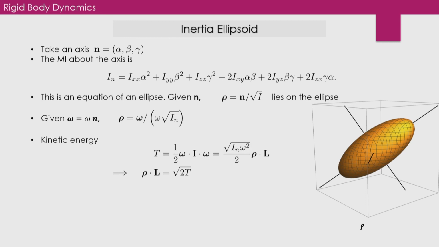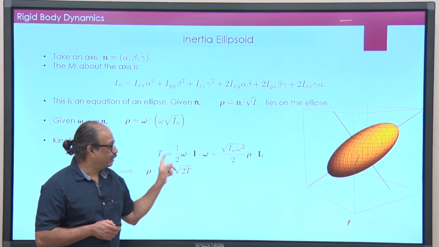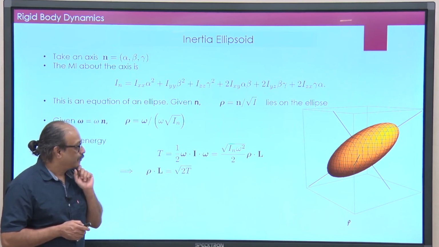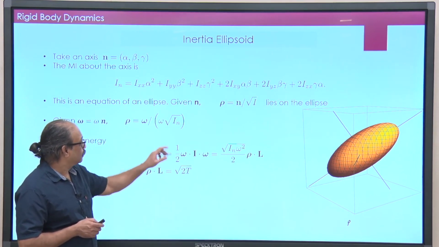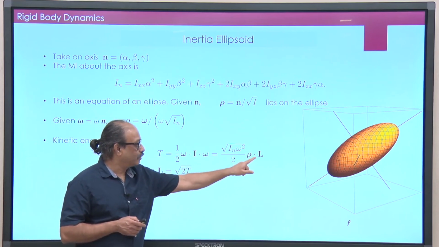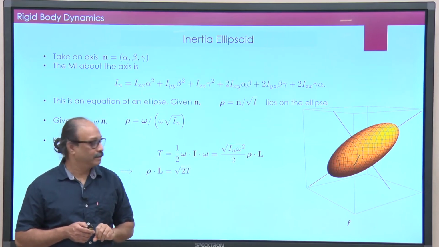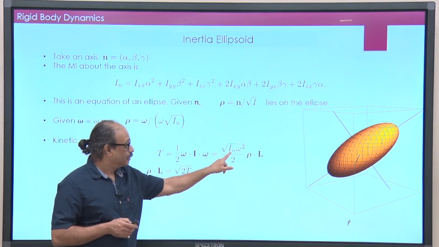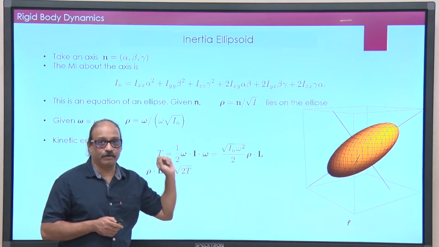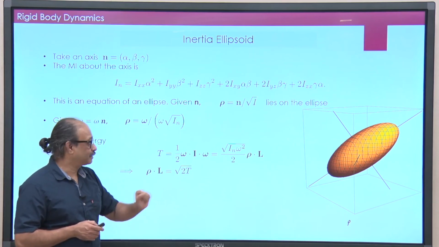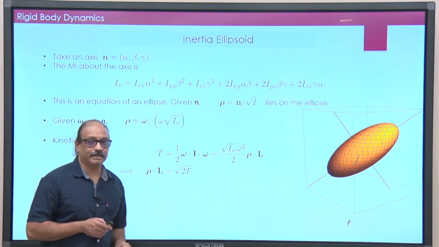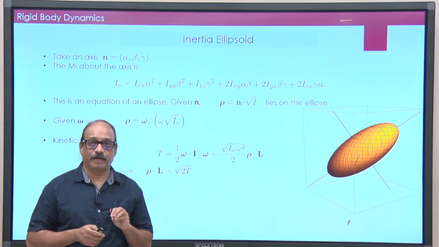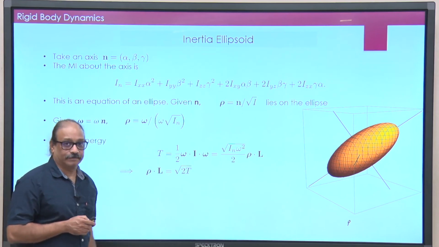Now, let us calculate kinetic energy. T is omega I omega into 1 over 2, but this is nothing but I n times omega square. So if I put that rho there, it would be rho dot L into square root of I n square divided by 2, but this one is basically square root of 2 times T, 2 times kinetic energy, and then I can take that to the other side. So, rho dot L is equal to square root of 2 T.